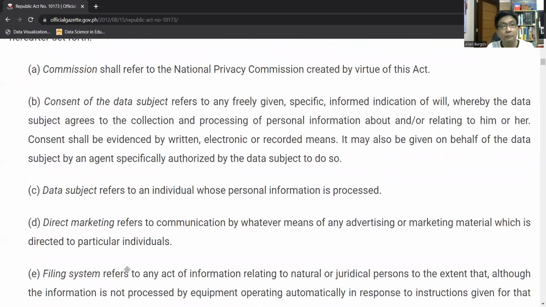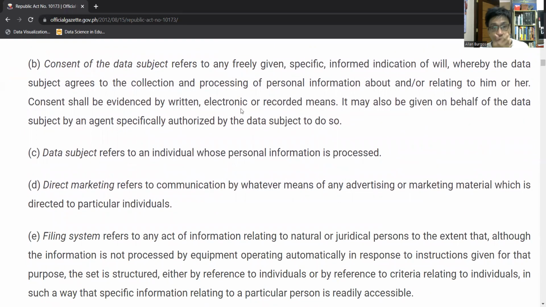Okay. Letter B, consent of the data subject. So there is a data subject. Consent of the data subject refers to any freely given, that is, the person, for example, saying yes, you can process my information.